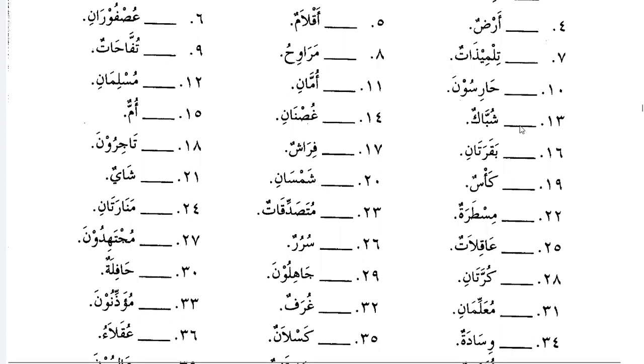Number 13. Zalika Shubak. Shubak is a masculine word. Window. Okay. I think it's done. Gusnan. Two branches. Two twigs. Tilika. Zanika Gusnan. Yes, Zanika, yes. Okay.